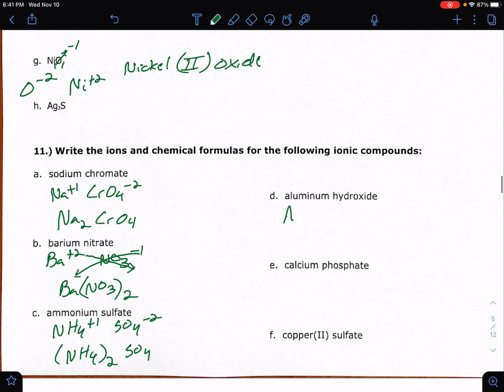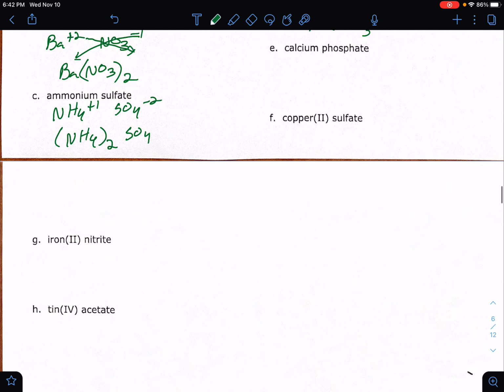Aluminum hydroxide is next. Aluminum would be Al with a +3. Okay, hydroxide is going to be OH with a -1. I can see that those are not balanced, so I'm going to take this 3 to the hydroxide and this 1 to the aluminum. So I only need 1 aluminum and 3 hydroxide, so that's going to be OH in parentheses with a 3. There's your answer.